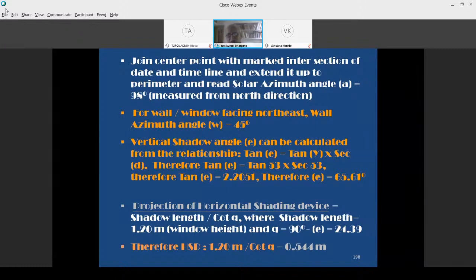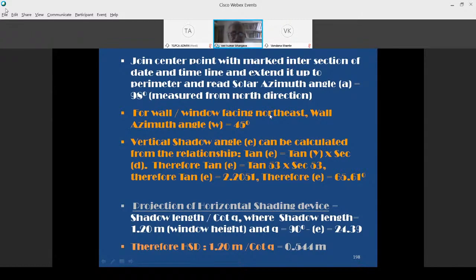Wall azimuth angle was 45 degree. This is the 98 degree. Okay, note it down on the paper. Then, friends, the difference between these two, 98 and 45, how much will it be? Friend, it is coming 53. It is just a coincidence that both the angles are 53. Okay, whatever the angle, note it down.